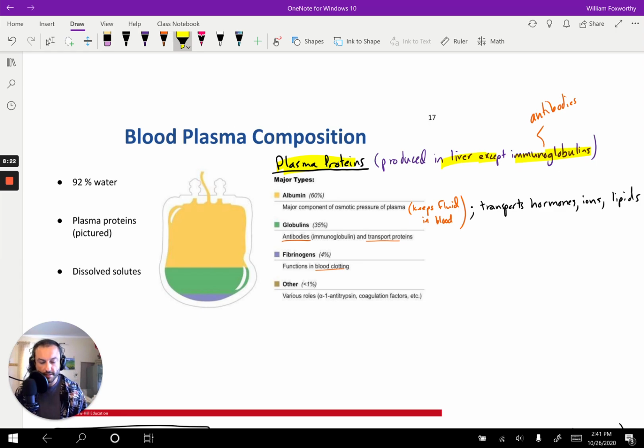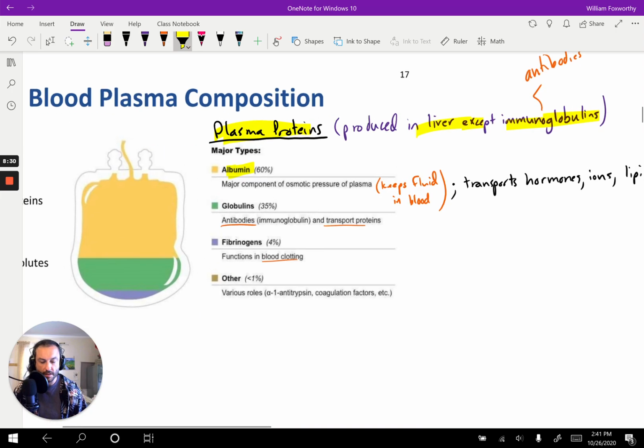So this list of your major plasma proteins here is by weight or percent volume. And so albumin is a major plasma protein. And one of the things that it does is it provides osmotic pressure in the plasma. And so when we talked about osmosis, the way to increase osmotic pressure would be to increase the number of dissolved particles or to decrease the amount of fluid.